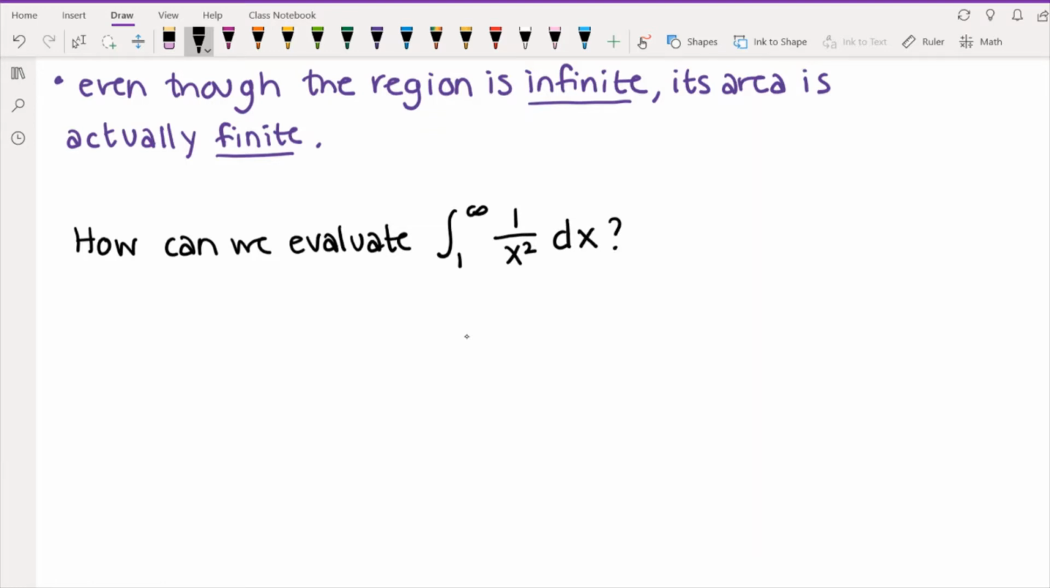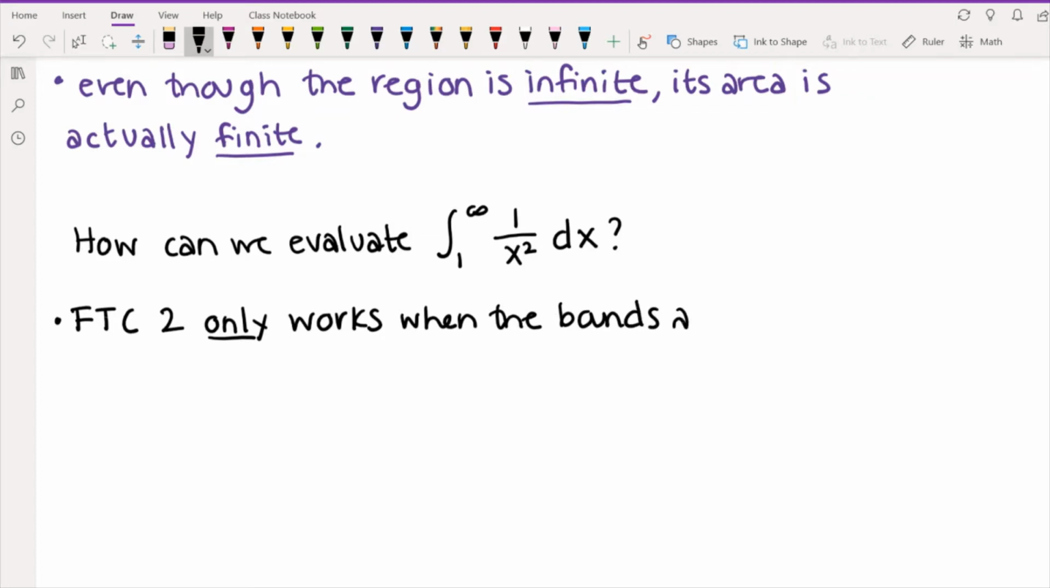So what we're going to do is that, as I mentioned, FTC2 only works when the bounds are finite numbers. So it would make zero sense to do FTC2 and plug in infinity.